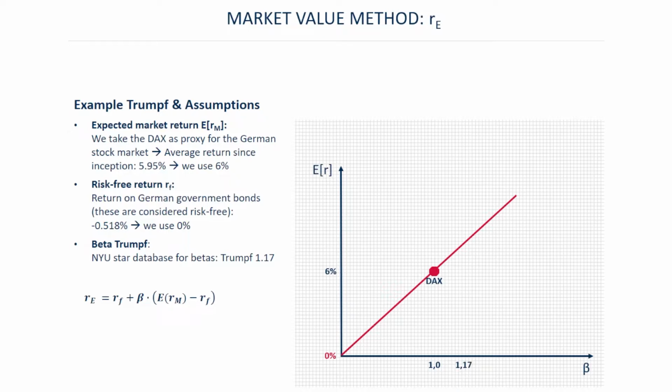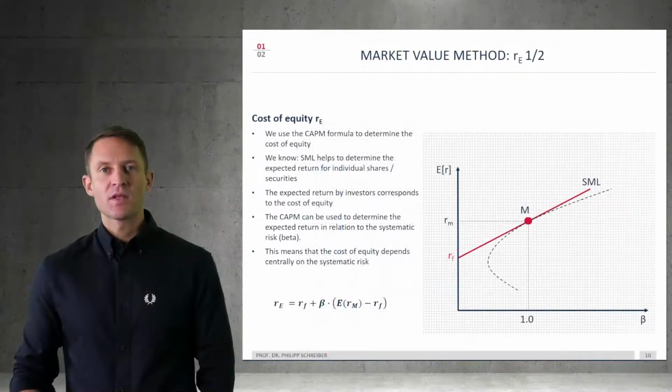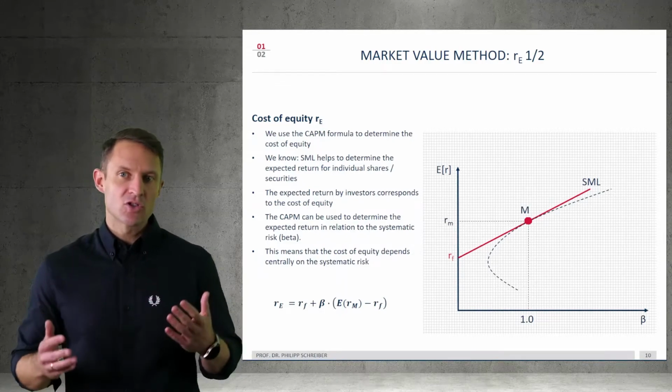For Trumpf, we have the beta 1.17. That means Trumpf is located here at that point. And this point corresponds to an expected return of 7.02%. So here you have the formula: 0 plus 1.17 times 6 is 7.02%. And this is the cost of equity of Trumpf. And we can use this now to calculate the weighted average cost of capital.